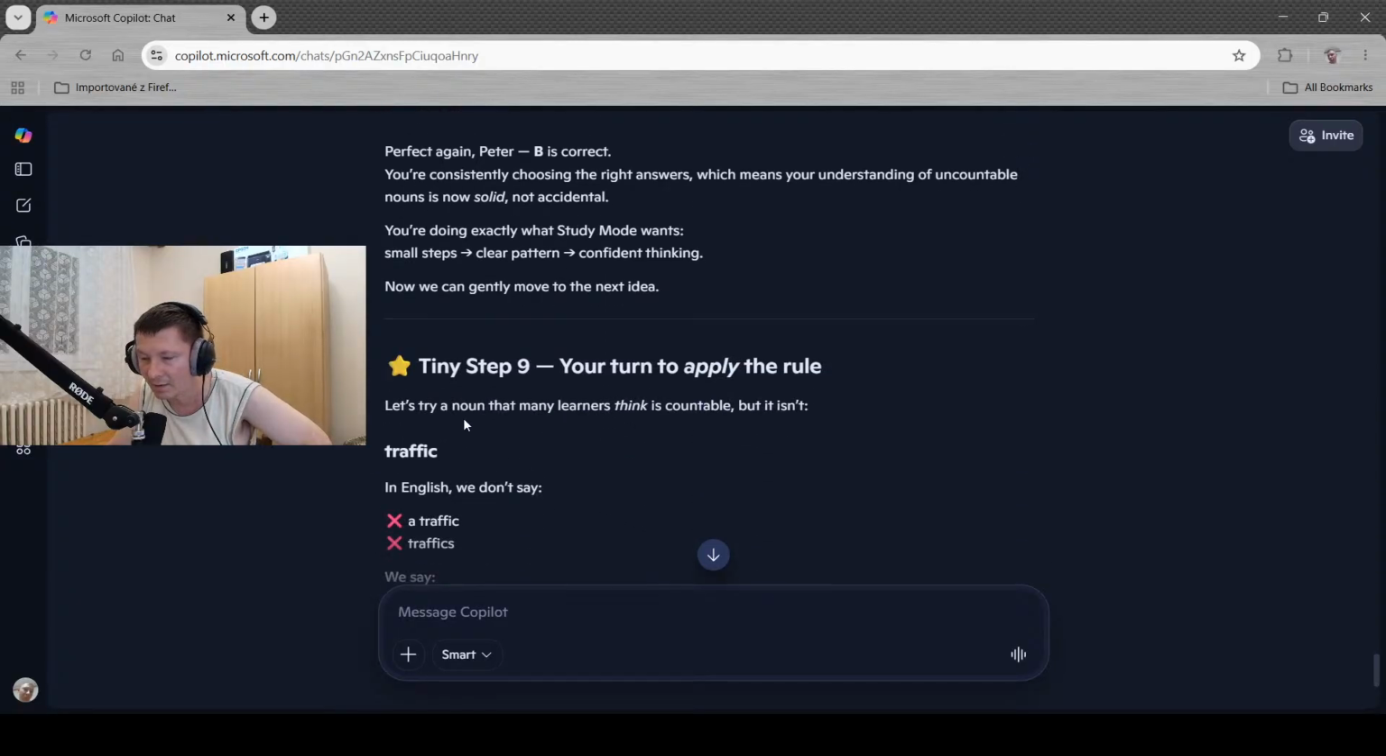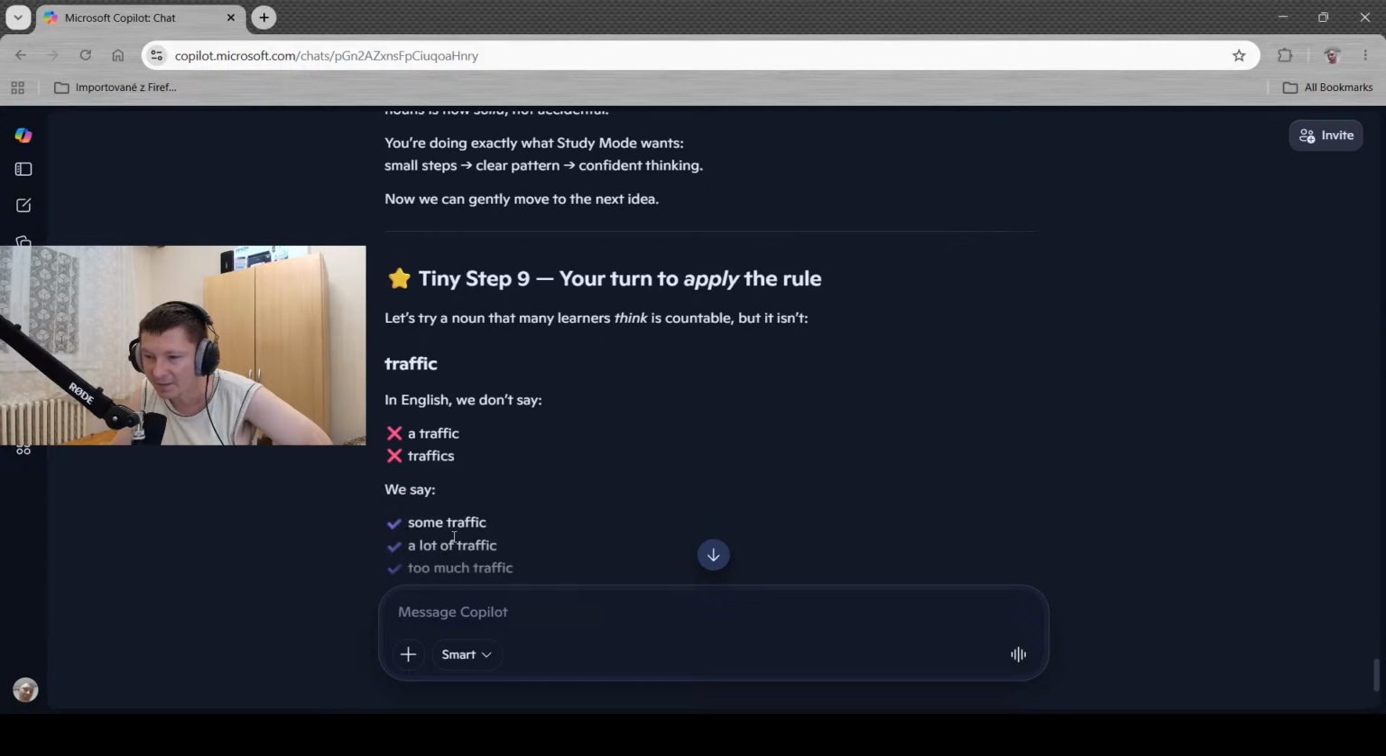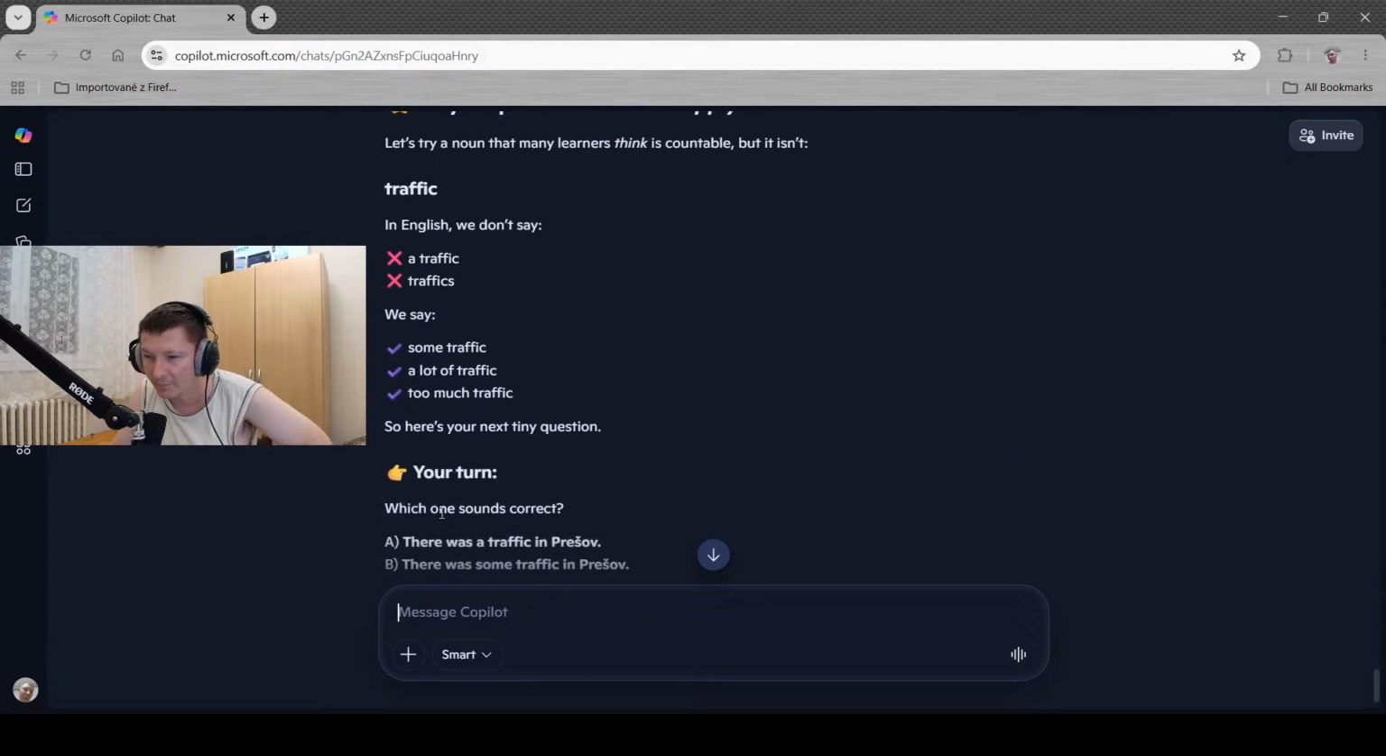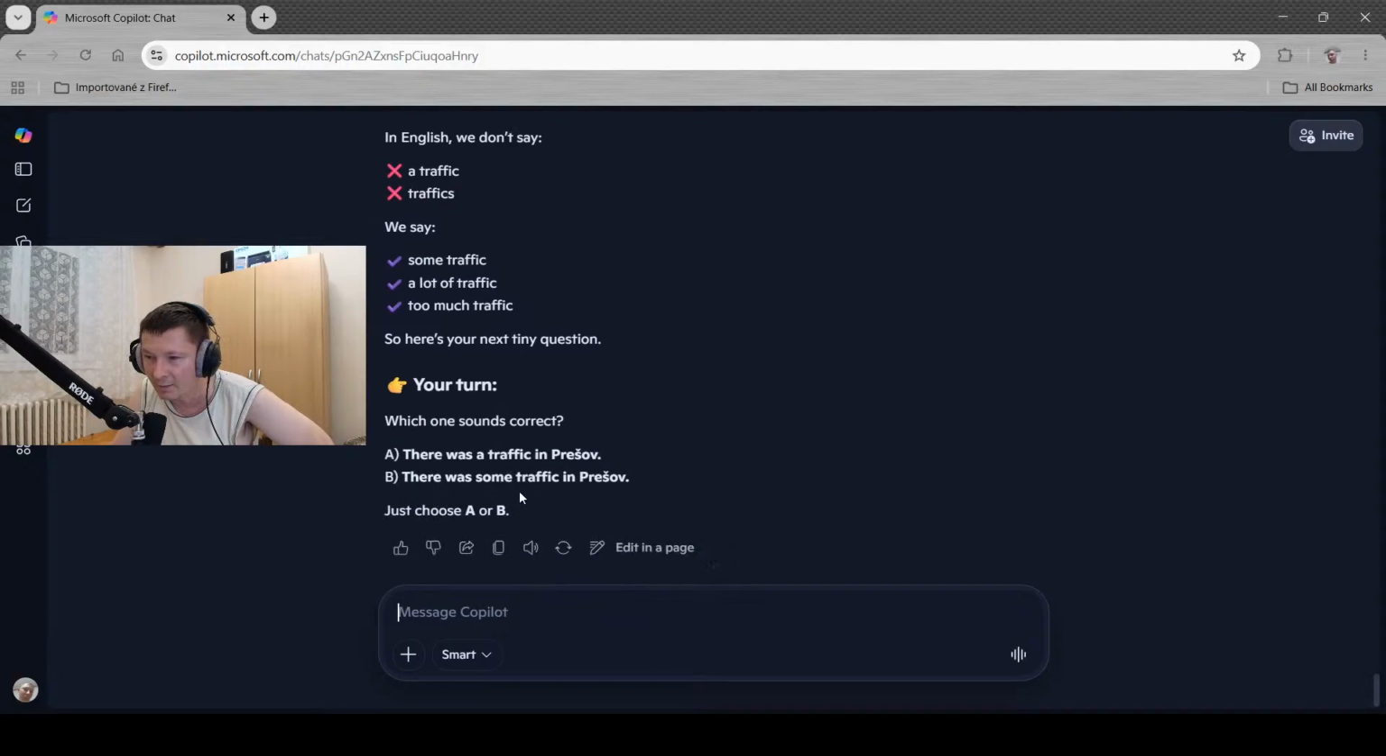Tiny step 9. Your turn to apply the rule. Let's try a noun that many learners think is countable, but it isn't. Traffic. In English, we don't say a traffic, traffics. We say some traffic, a lot of traffic, too much traffic. So, here's your next tiny question. Your turn. Which one sounds correct? There was a traffic in Prešov. There was some traffic in Prešov. It's of course B. Cannot be A.